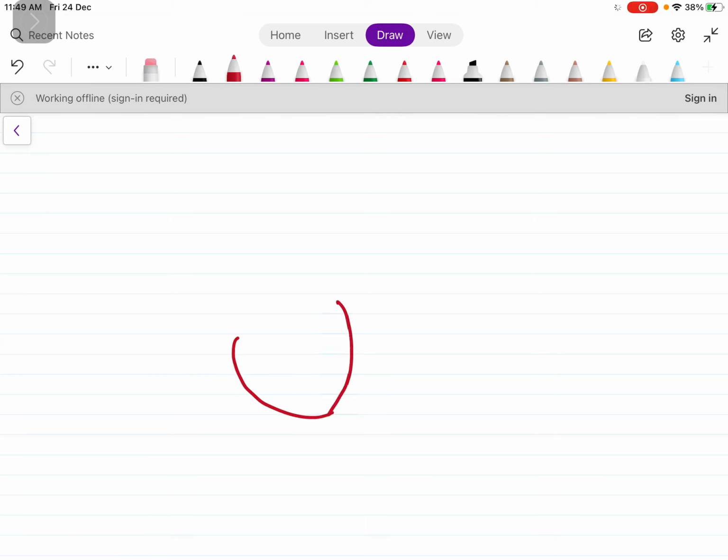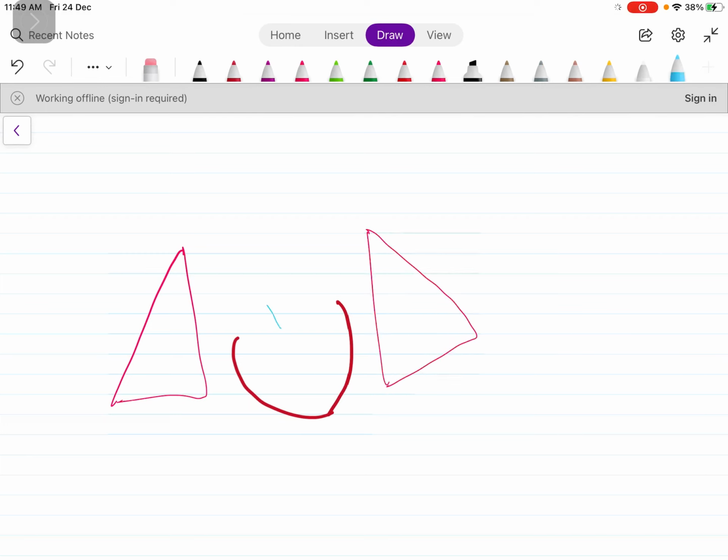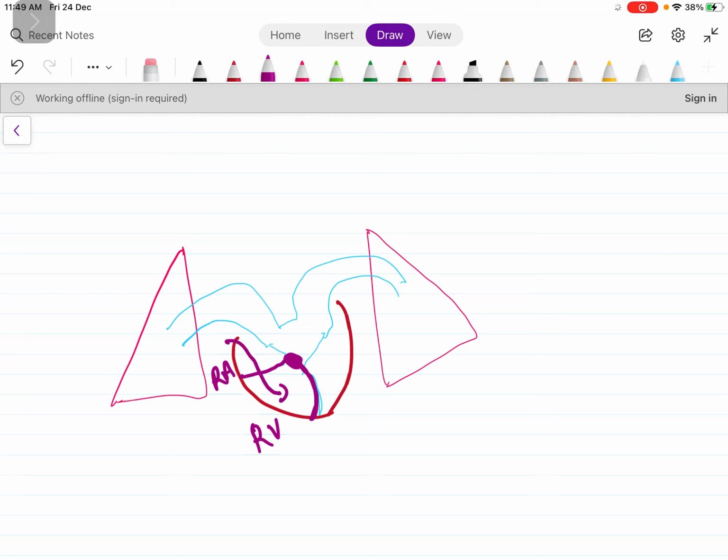Okay, so this is our heart, and this is our lungs, both sides, and there is the pulmonary artery arising from both sides. And this ends in the right ventricle. So this is the right ventricle, this is the right atrium, and this is the pulmonary valve. So blood from the right atrium flows to the right ventricle, then to the pulmonary artery, and then to the lungs.